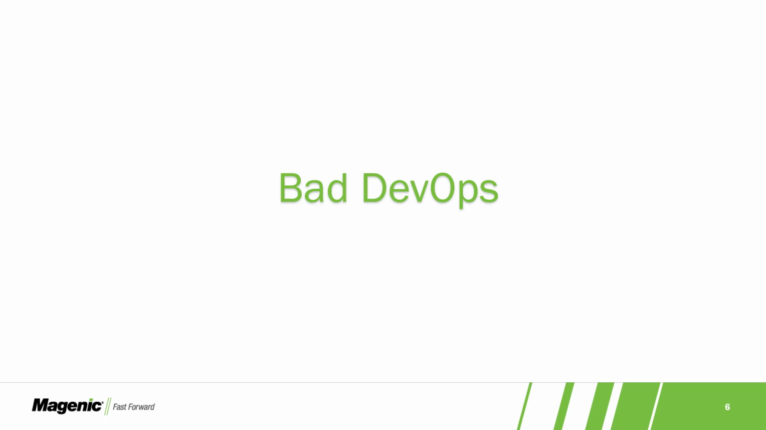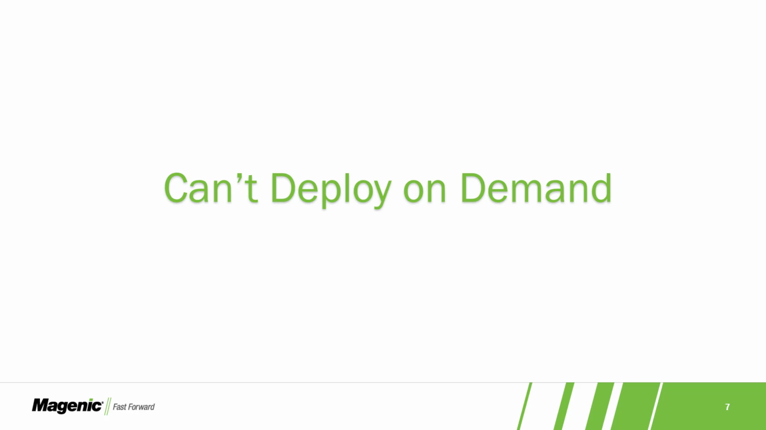Bad DevOps. I have a whole set of videos on this, but here are my 3 top pet peeves. No source control or badly used source control, no CI/CD pipeline, and a complete failure to comprehend, implement, and properly use 12 factors. If you can't deploy on demand, it's a very bad sign.